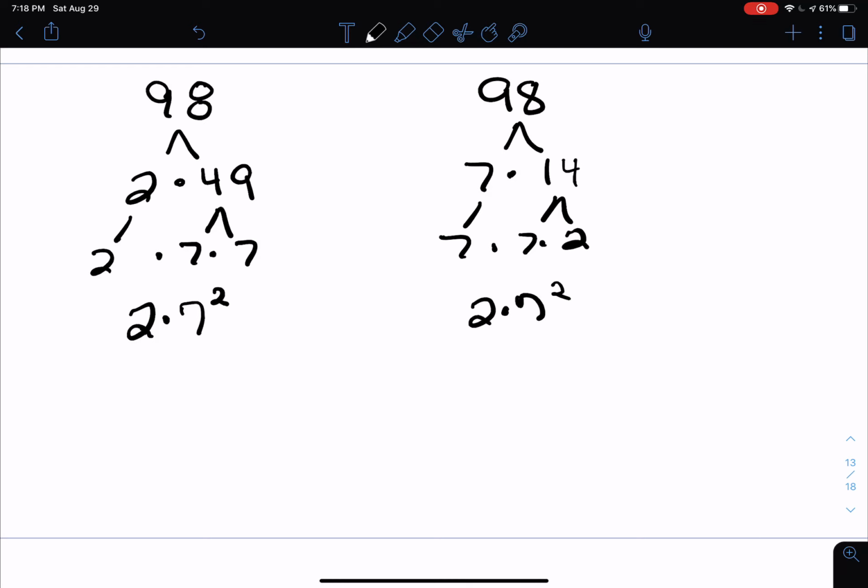So it doesn't matter which pair of factors you start with as long as it's indeed a correct pair of factors. Eventually you'll get down to the same primes.